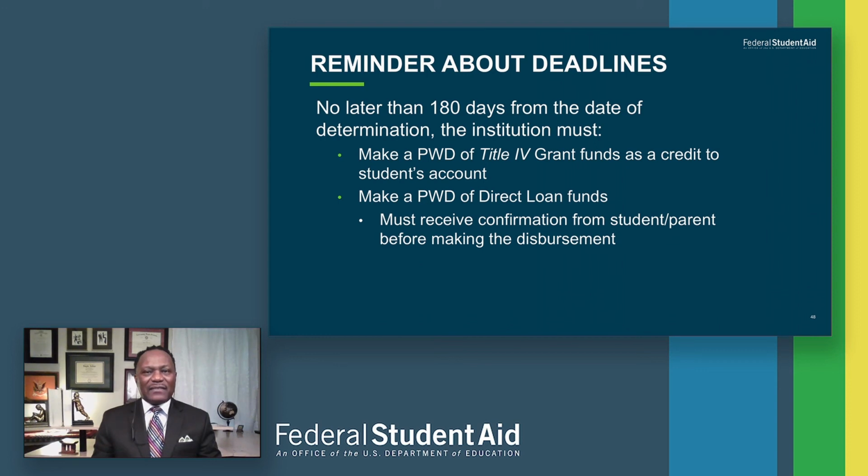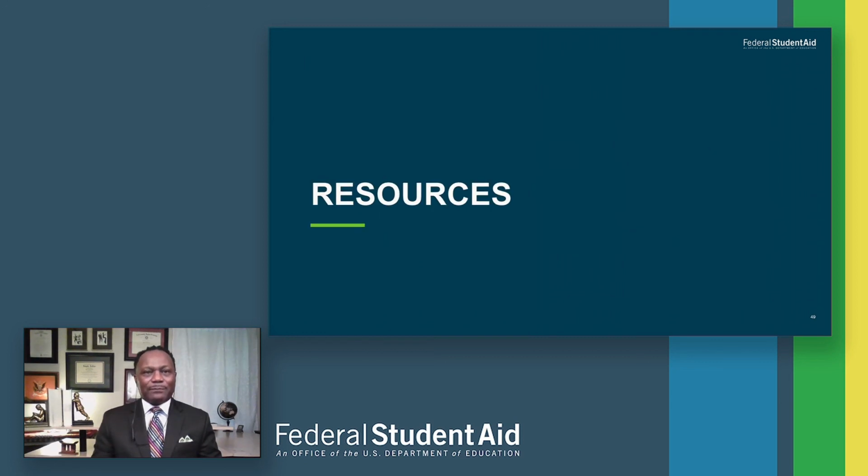And finally, the school has within 180 days from the date of determination to make a post-withdrawal grant funds payment against the student's account, as well as the same time frame to make a post-withdrawal disbursement of direct loan funds to either the student or against the student's account. Also, you must remember that before you can make any post-withdrawal disbursement of direct loans, you must first receive confirmation from the student or parent, if it's a PLUS loan, that they want the disbursement. When it comes to a grant, you don't have to. You can just disburse it. But when it comes to a Title IV loan product, you need the student or parent's confirmation.